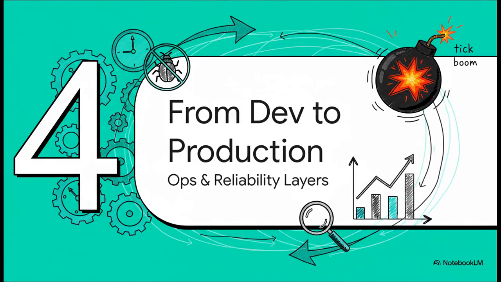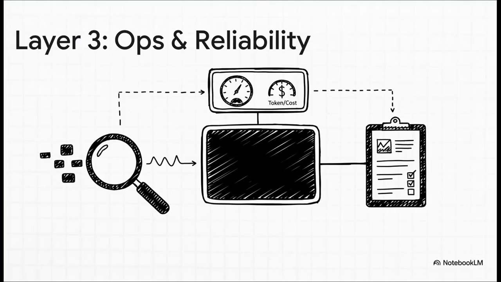But an application you can't see into, one you can't debug or monitor effectively, well, it's basically a black box, a ticking time bomb. That's why we have to move up the stack to layers 3 and 4, the ops and reliability layers. This right here is where we make the leap from being a hobbyist to being an engineer.